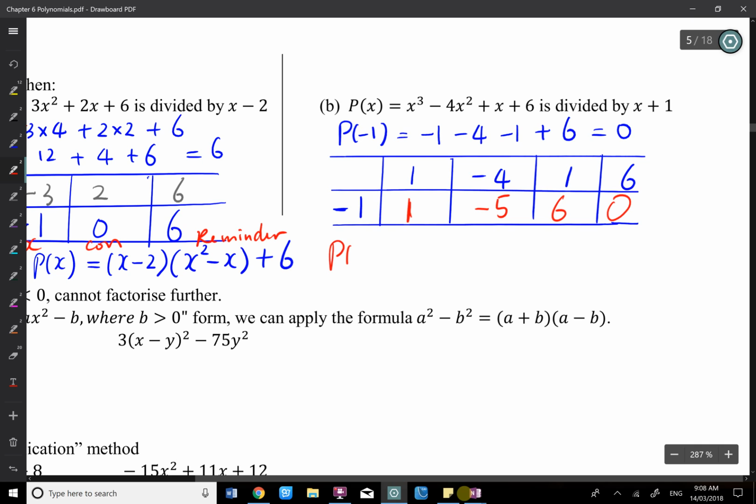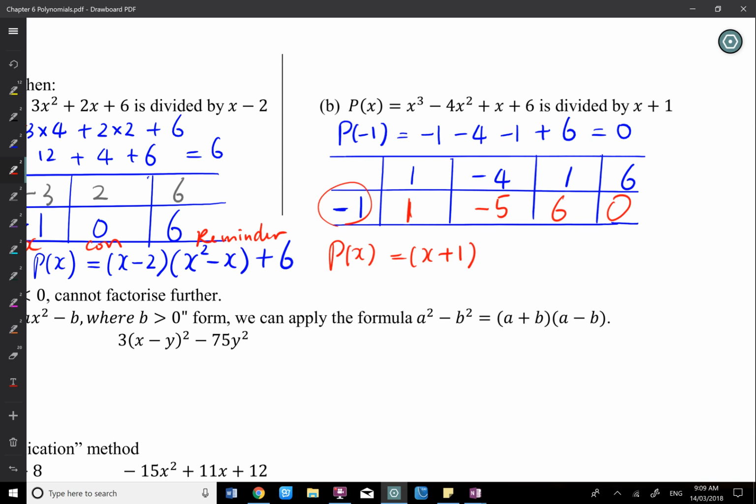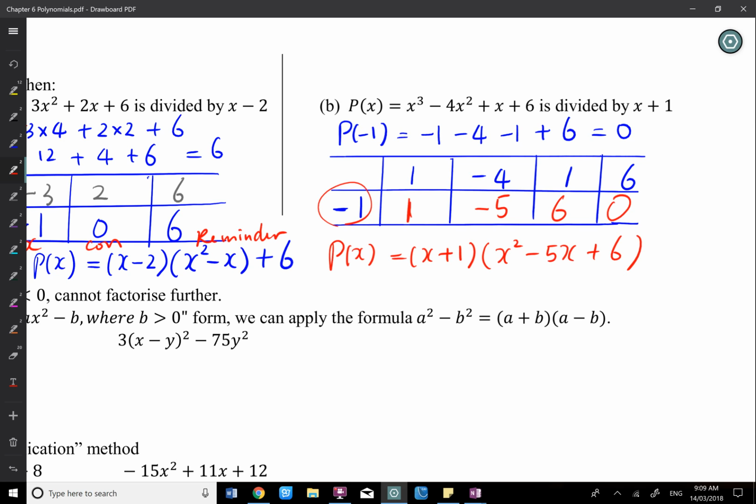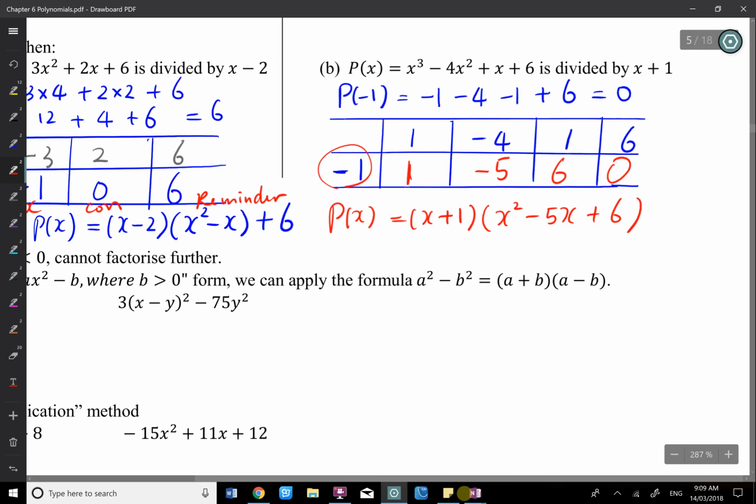So P(x) equals x plus 1, since it's x minus that number, times the quotient, x squared minus 5x plus 6. We can see there's no remainder, and we can also work out what P(x) equals. And I can further factorize that: x minus 2 and x minus 3.